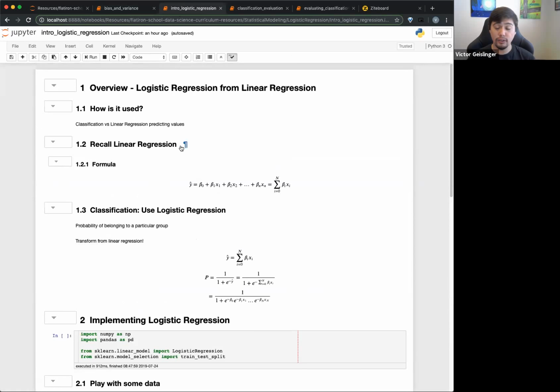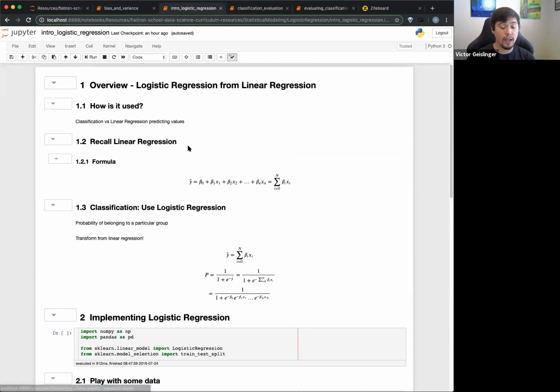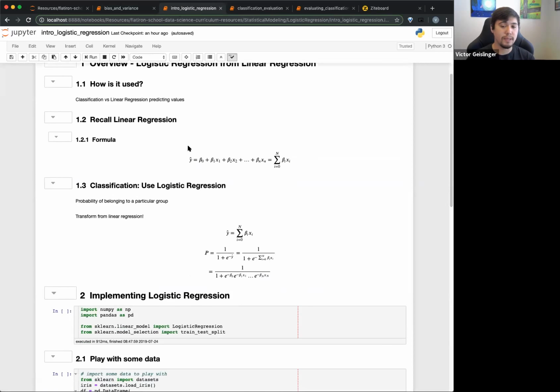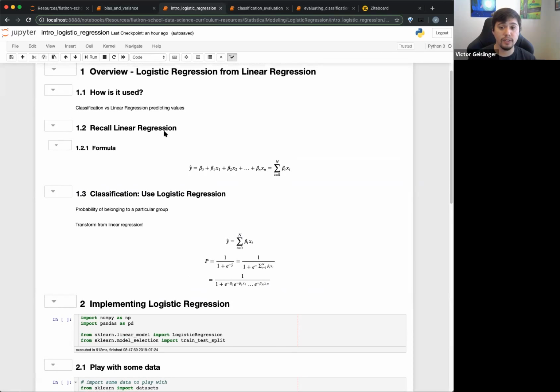I'm going to quickly go through logistic regression. I'm not going to go through all of it, because that would take another 40 minutes at least. But basically, just know that logistic regression is derived from linear regression.